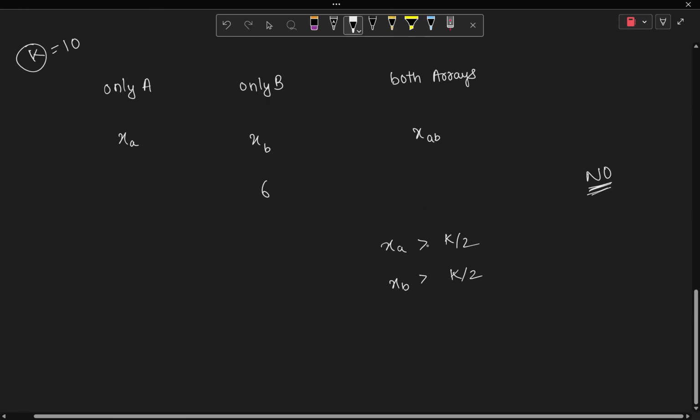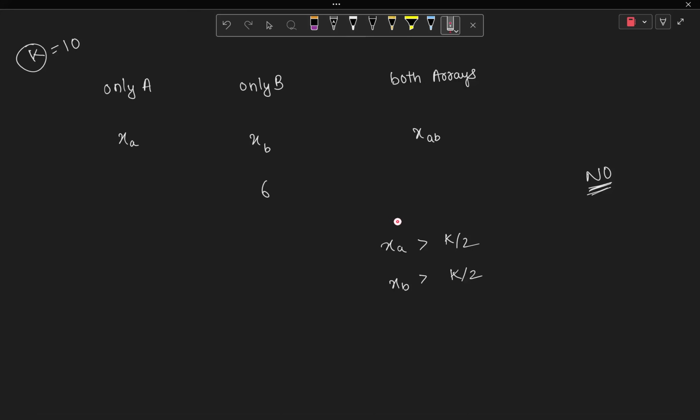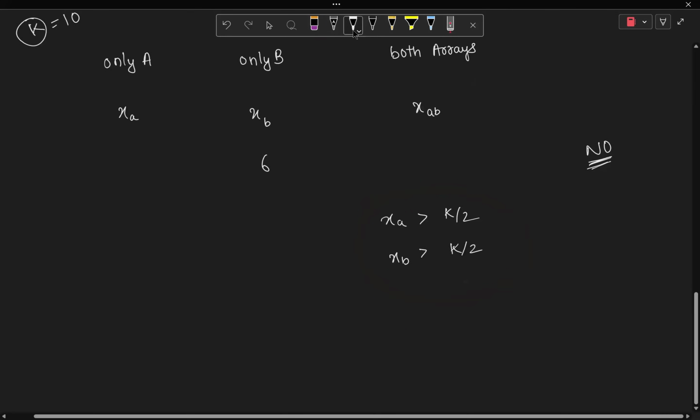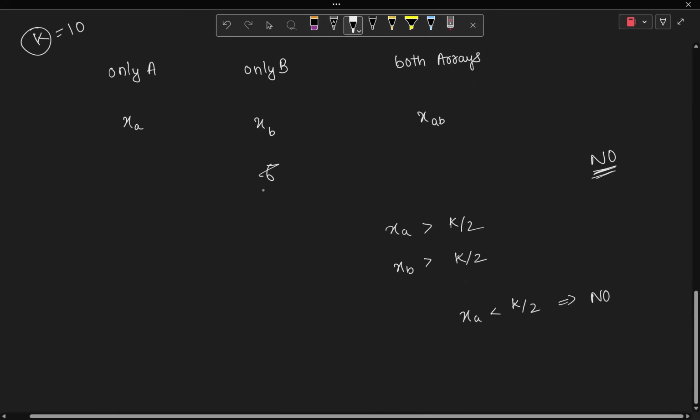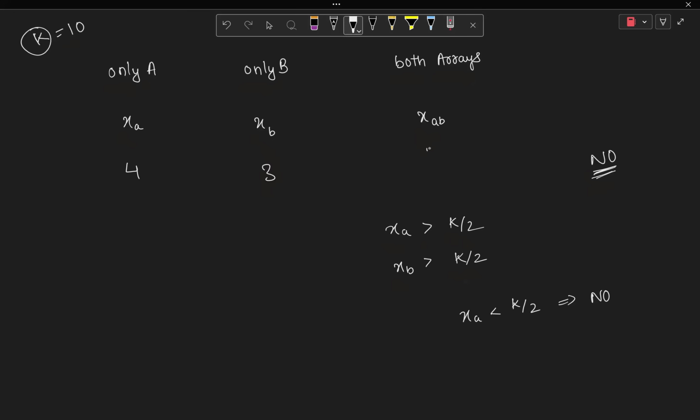Yeah, the thing which you said is partially correct, but not completely. You see, you said that if xa is less than k by 2, then we will also have no. But this thing is incorrect. Let me show you an example here. Let us say xa is 4, xb is 3, and xab is 3. Here, I'm not considering both arrays. I'm only considering only A, only B. That's it. Not both arrays.